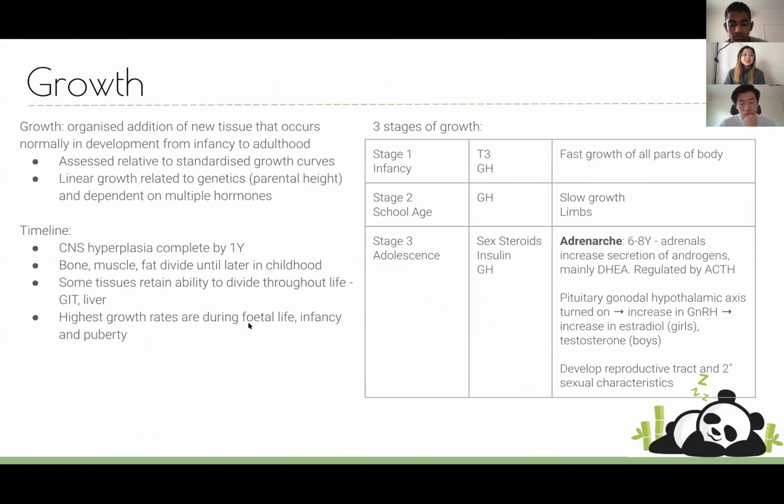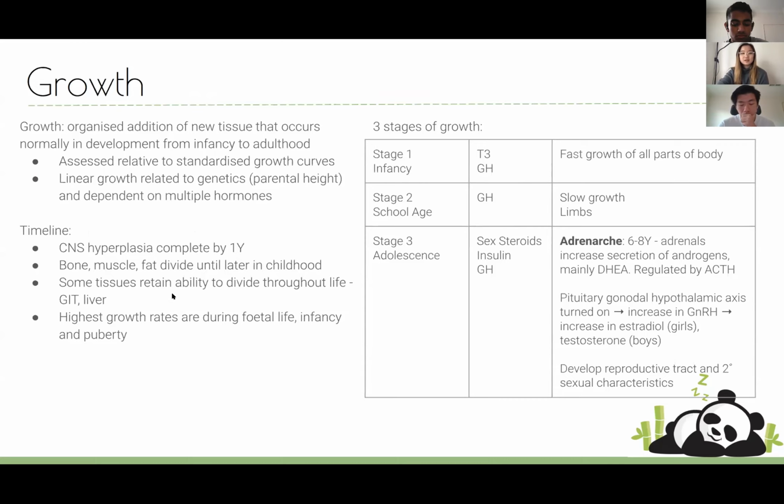So growth is the organized addition of new tissue that occurs normally in development from infancy to adulthood. They assess it against standardized growth curves. I don't have one, but essentially you can just look at their age, and then you can see where they should be. It's related to genetics, so parental height, and it's dependent on multiple hormones, which we'll go through a little bit later. You don't have to know this too much, but it's good to know that your CNS is usually complete by 1 year. And then your bone, muscle, and fat divide until later in childhood.